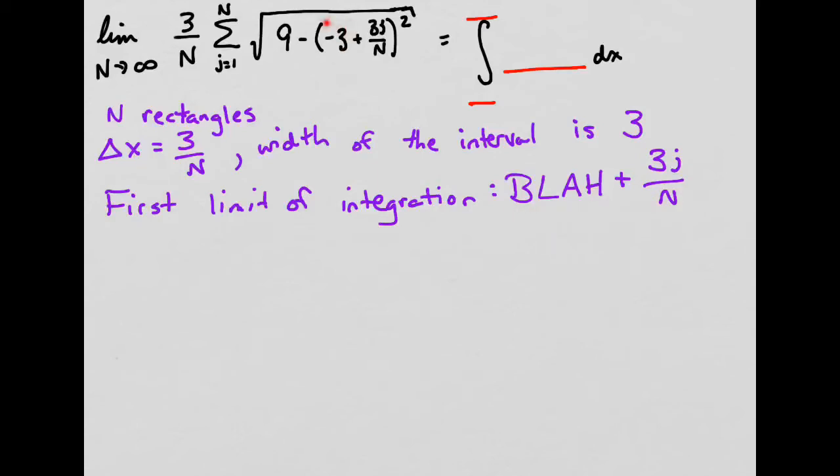And so for us, we see that this is -3. And so we can put that -3 there. And then 3 more, because our interval is 3 wide, is going to be at 0. So our limits of integration are from -3 to 0. And the thing that looks like that blah plus 3j over n is our x, which means our function is 9 minus x squared under a square root.